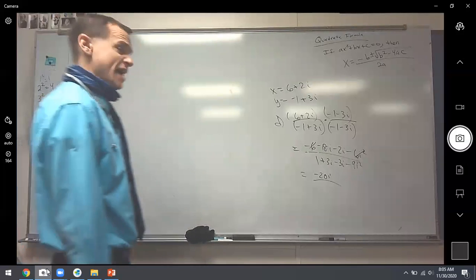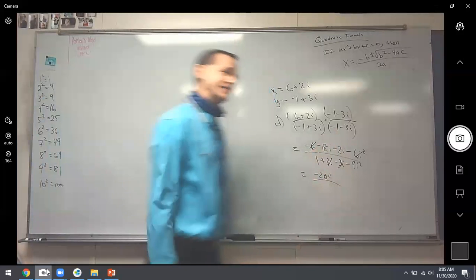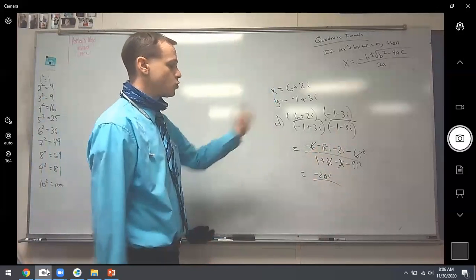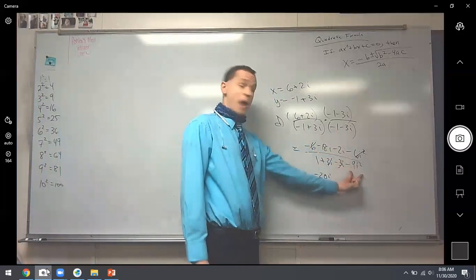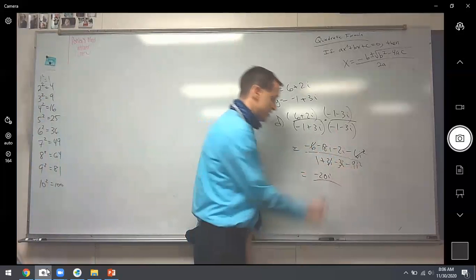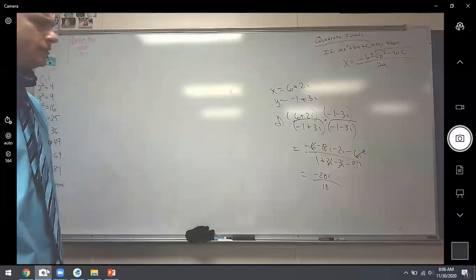Down on the bottom, as promised, with the conjugates, these two middle terms are going to cancel out. We're left with 1 minus 9i squared, but i squared again is -1, right? So this is positive 9, which plus 1 is 10. So finally, we're getting negative 20i over 10.